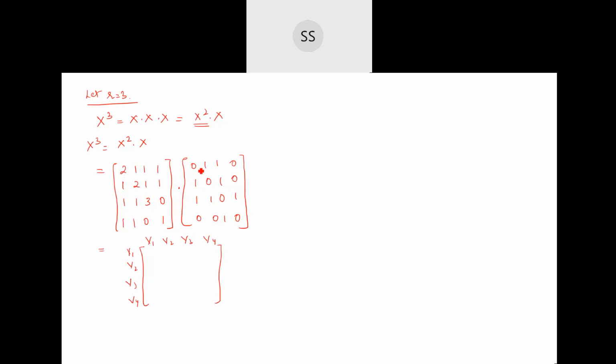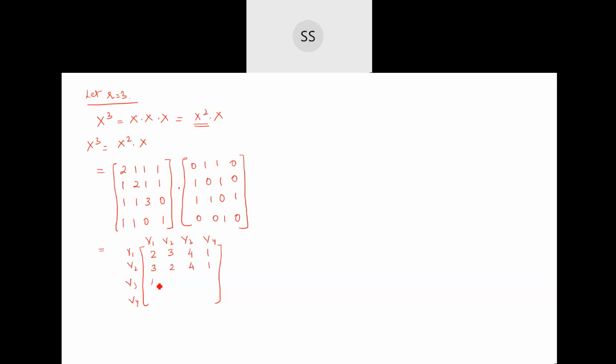If you do this row into column, you can see that you will get the value as 2, then you get the value as 3, then you get the value as 4, then you get the value as 1. Here also you can see that the value comes to 3, then it comes to 2, then it comes to 4, then it comes to 1.